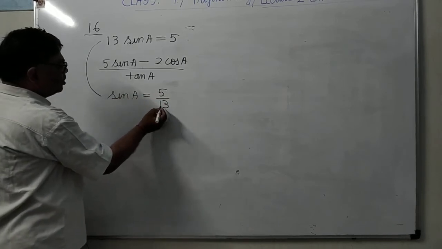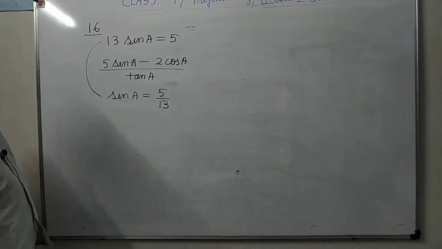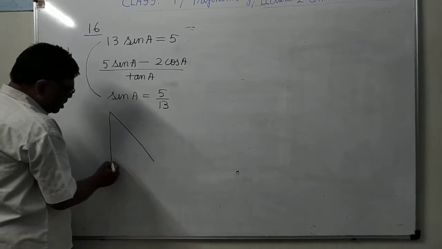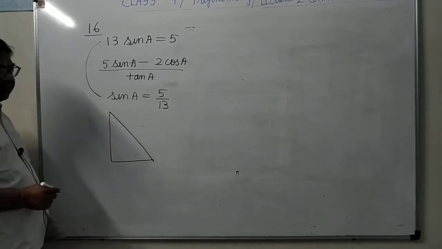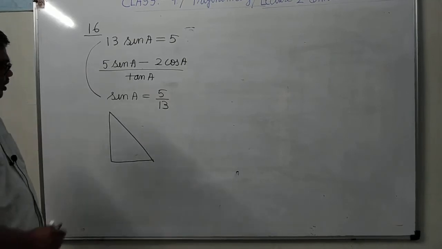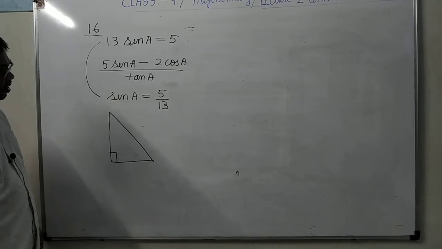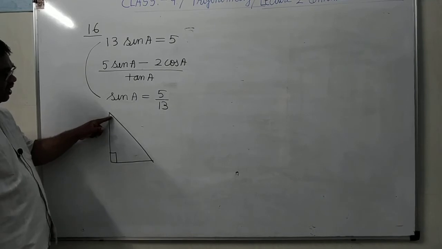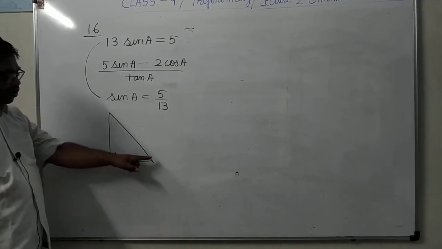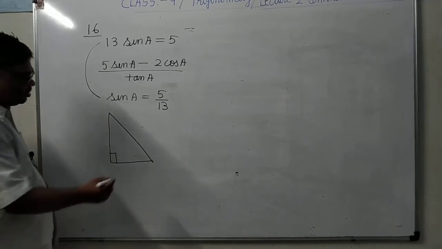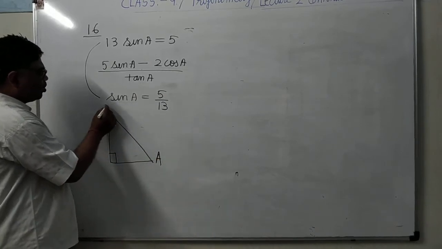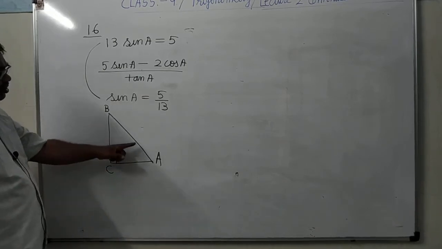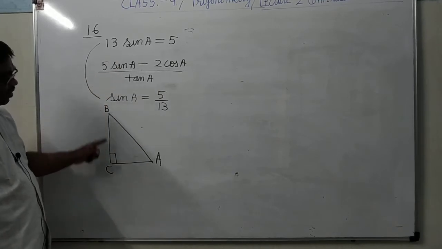Now we will do this question by drawing the triangle. So you draw a right angle triangle, and since in the question it is given that A is an acute angle, here you can see this angle is acute, this angle is acute. So either you take this as A or this as A. I have taken this as A. The others you can take as B and C. It is clear?